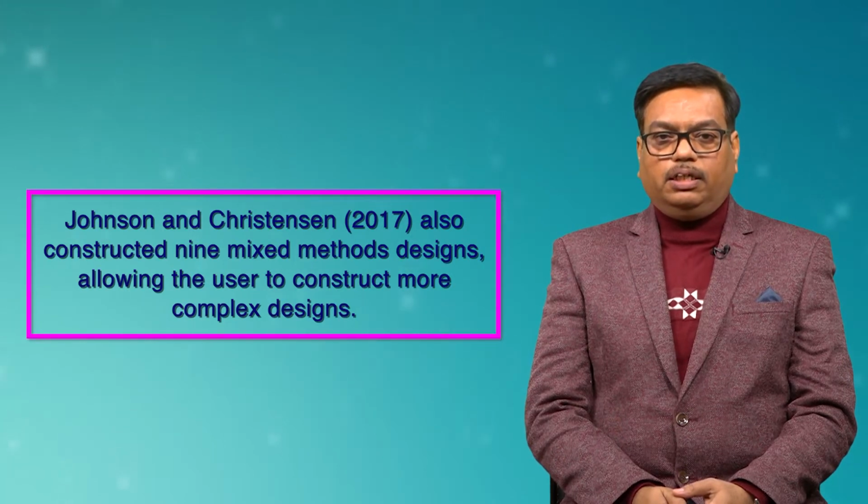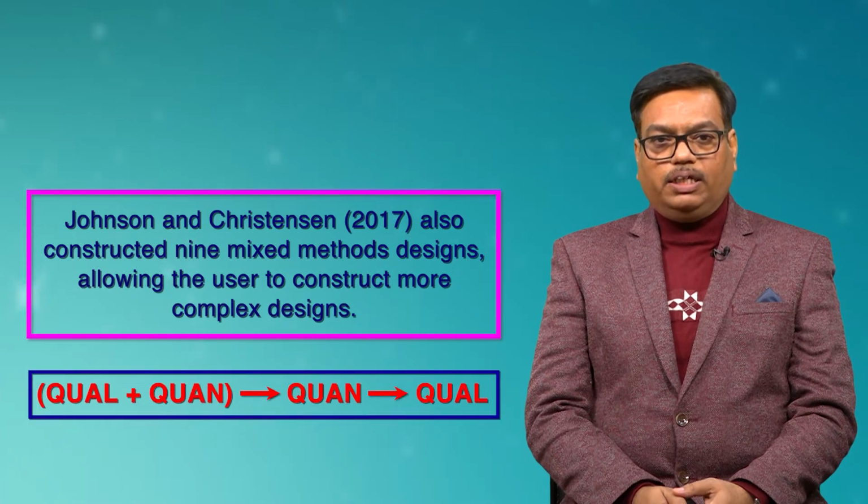Similarly, Johnson and Christensen also constructed 9 mixed method designs, allowing the user to construct more complex designs. For example, they have proposed a design like QUAL plus QUAN followed by QUAN followed by QUAL. It means in this design one will collect qualitative data and quantitative data and mix the results from both, and this result will be followed by collection of a different set of quantitative data, and these three data sets will be validated with the help of qualitative data.